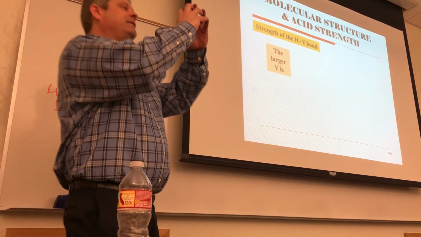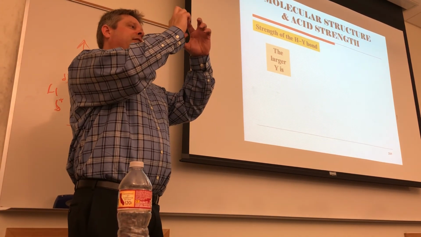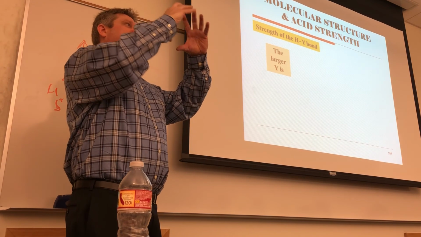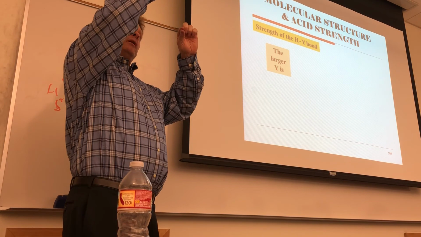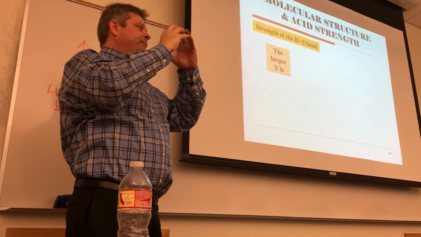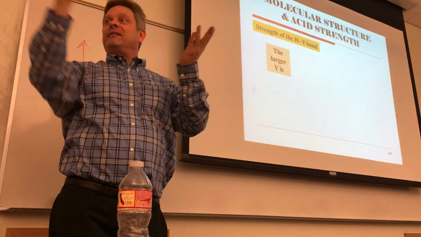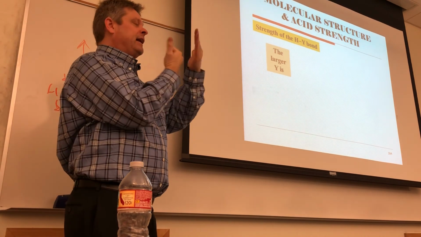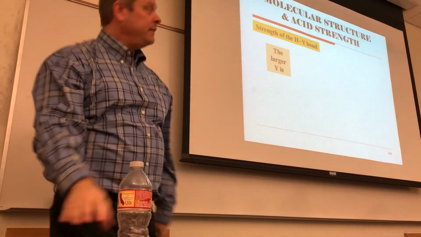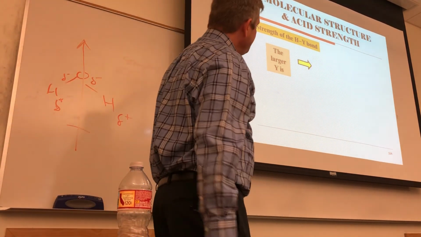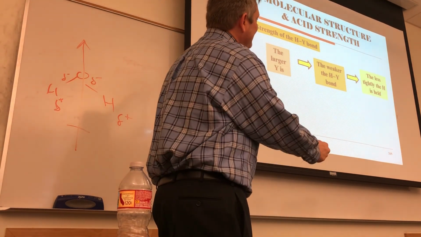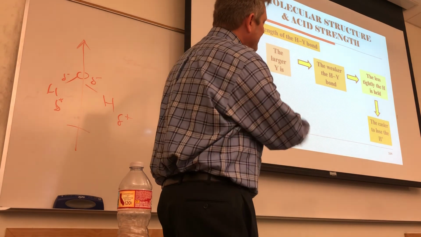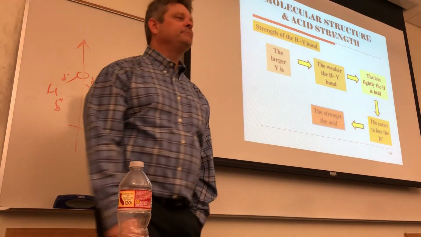If I have something this small, my hydrogen's over here, the center here is my nucleus, versus something here, the hydrogen here in the nucleus, which one's easier to pull off, this one or this one? The one further apart, right? Because it's not being held as tightly. So the larger the Y, the weaker the HY bond. The less tightly the H is held, the easier it comes off, the stronger the acid.